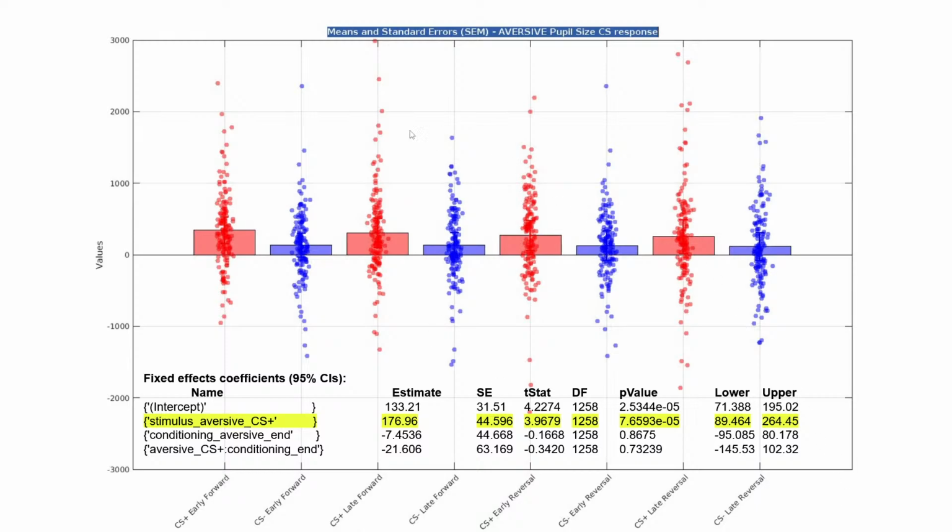So if analyzed all together, all phases, the beginning and the end of the experiment, initial and reversal, we can say that in the beginning and in the end the CS plus is higher than CS minus, probably due to the fast conditioning to aversive stimuli. When we look at the effect of both predictive variables, aversive CS plus and the phase, beginning and end, they are not different from the beginning. So the CS plus in the beginning is the same as CS plus in the end.